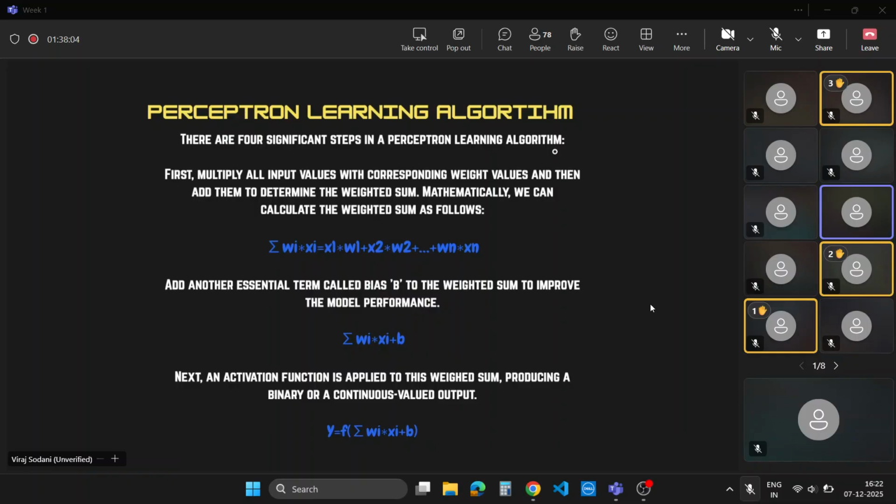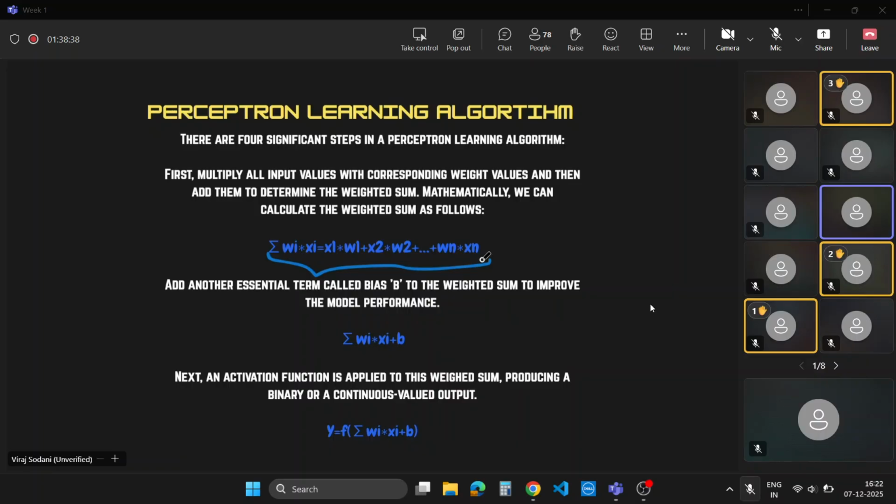So the perceptron learning algorithm has 4 significant steps. Firstly, the weighted sum: we multiply all input values with the corresponding weights and then add them to determine the weighted sum. Mathematically, this is represented as sigma wi into xi, that is x1 w1 plus x2 w2. And as I had earlier discussed, we add another essential term called the bias to the weighted sum.